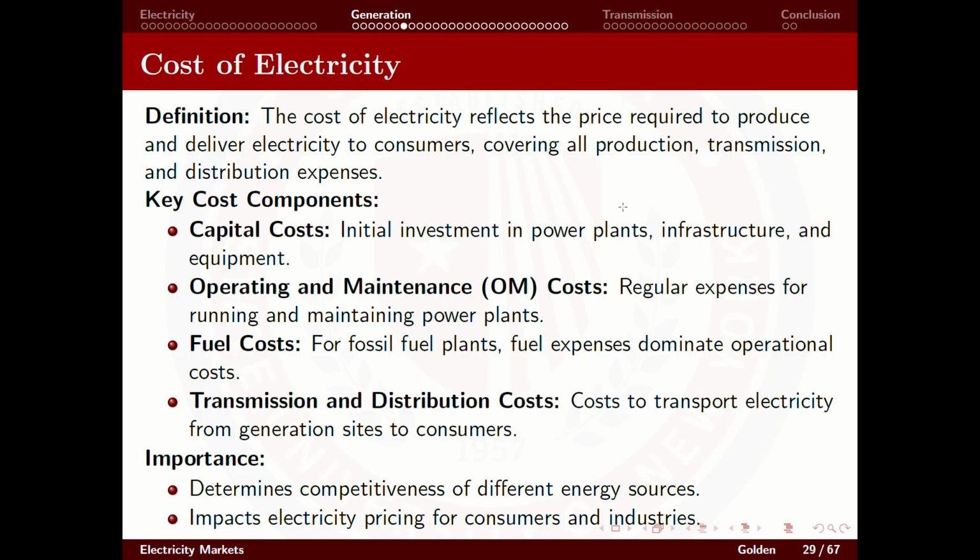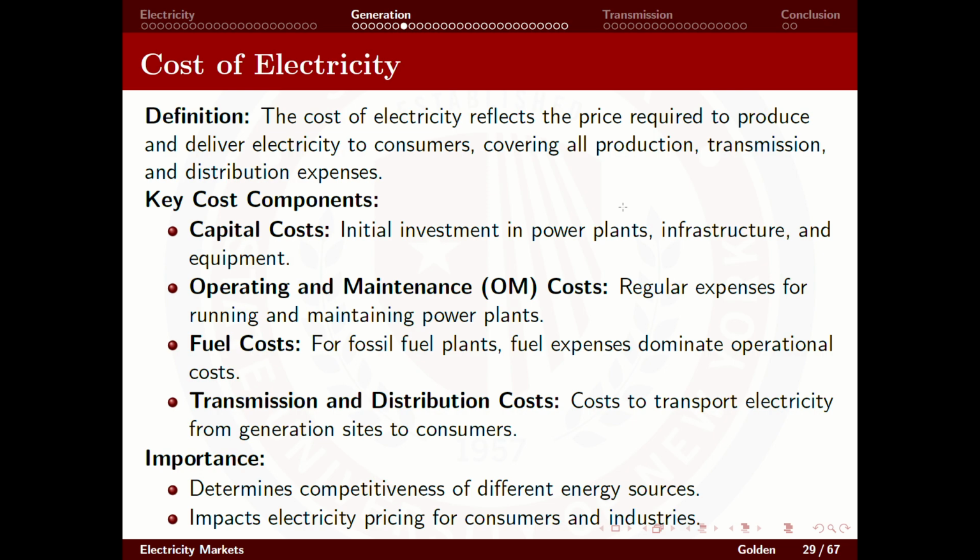Operation and maintenance costs, regular expenses for running and maintaining power plants. This is usually someone's salary. This is usually the engineers, but also probably the HR person, maybe the CEO. Fuel costs. For fossil fuel plants, fuel expenses dominate.